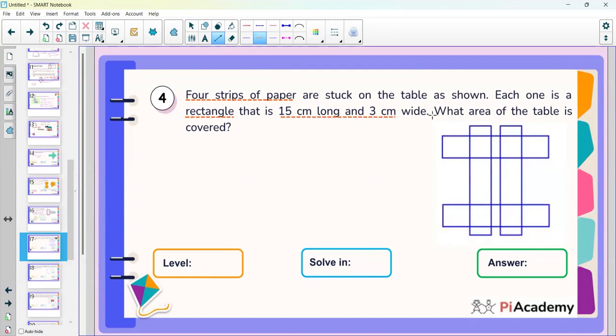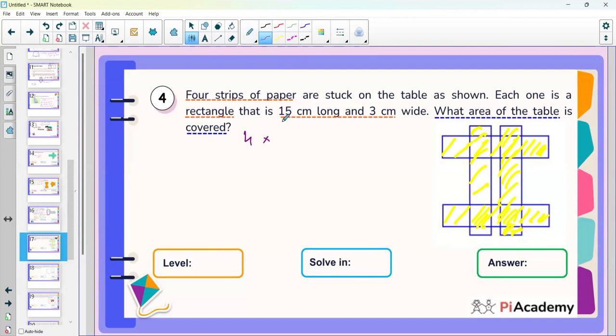You are asked to figure out what area of the table is covered. What does that mean? This means you are asked to figure out this overall area, the total area of these 4 rectangular strips aligned in this fashion. This is what you need to work out. Now, wouldn't the answer for this question simply be 4 times the area of a rectangle, which is 4 times 15 times 3? I guess this is 45, and 45 times 4 is 180 centimeters squared. Is this area correct? Please check.